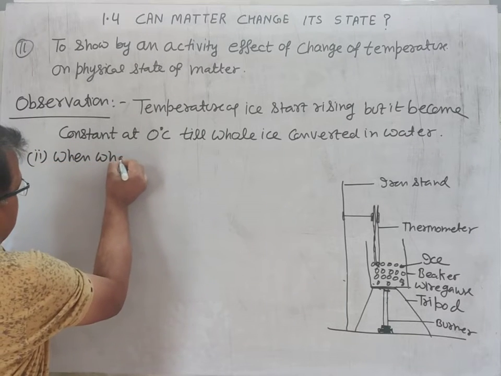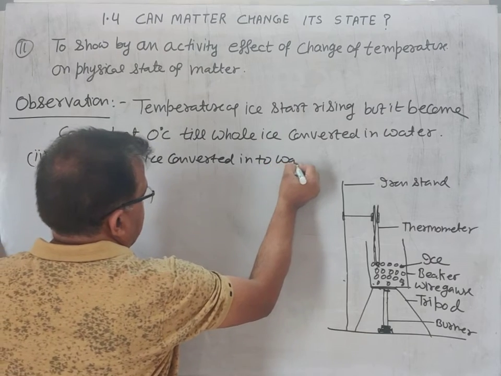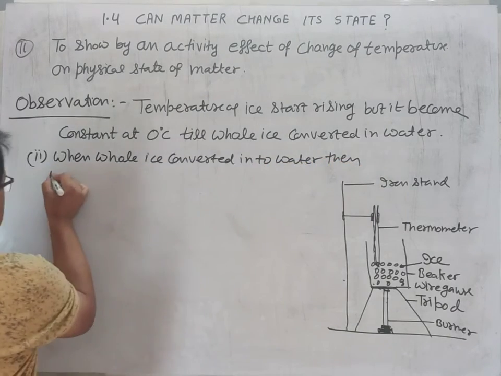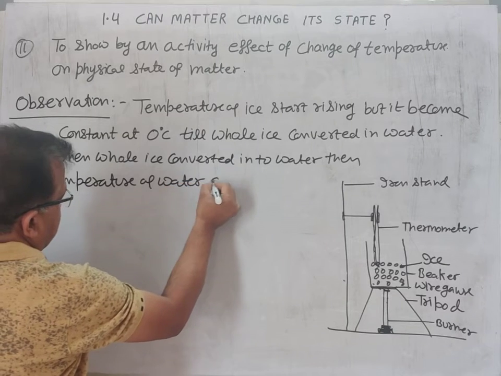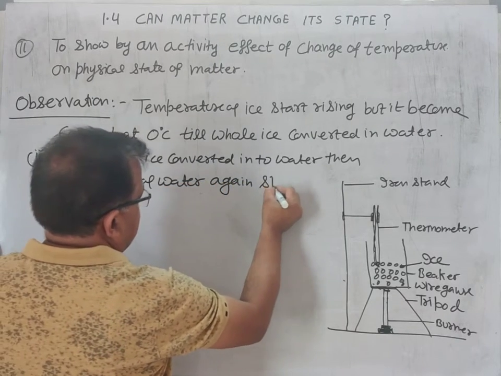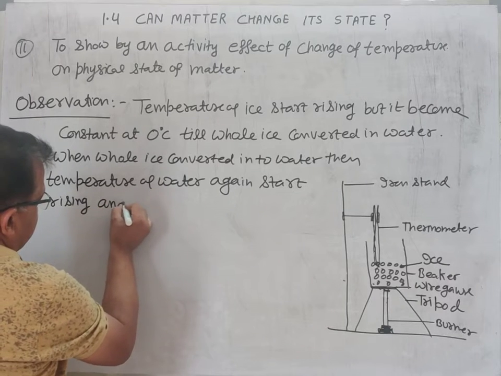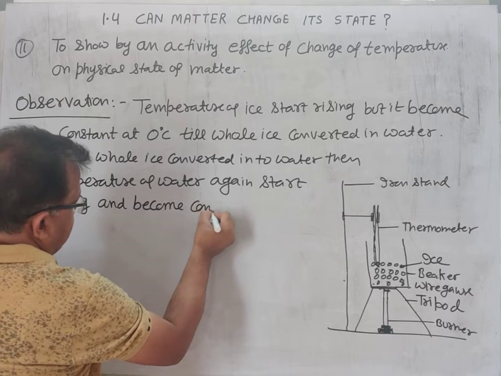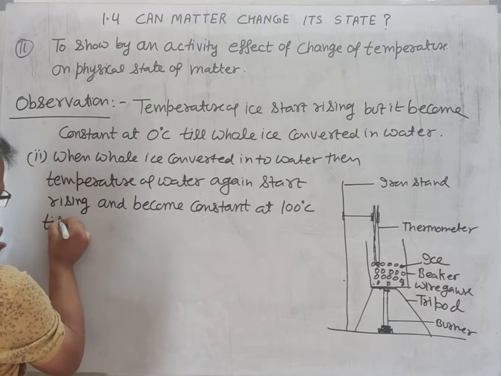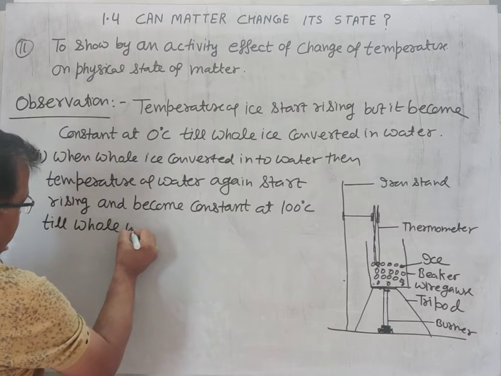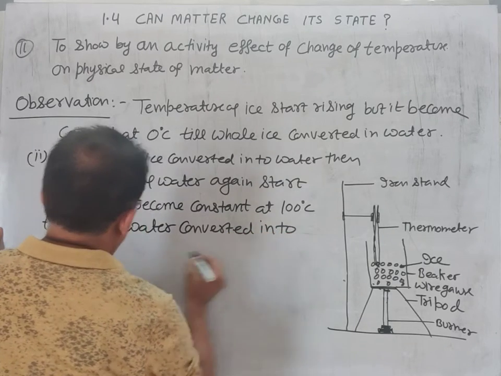When the whole ice is converted into water, then the temperature of water again starts rising and becomes constant at 100 degrees Celsius till the whole water is converted into vapor.